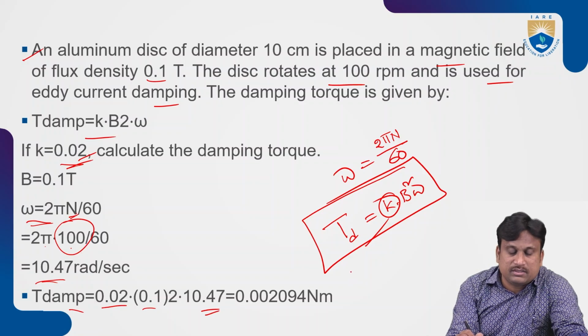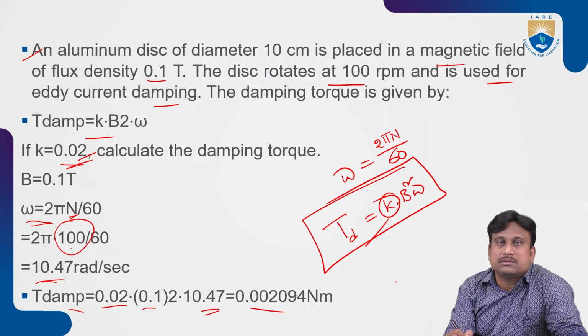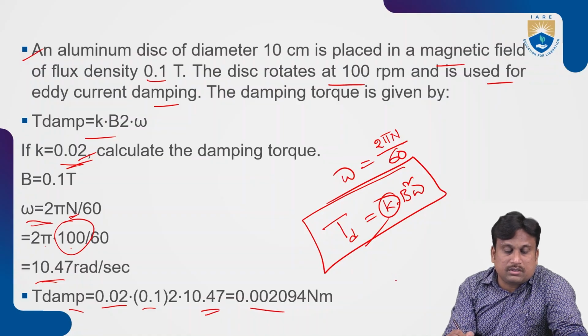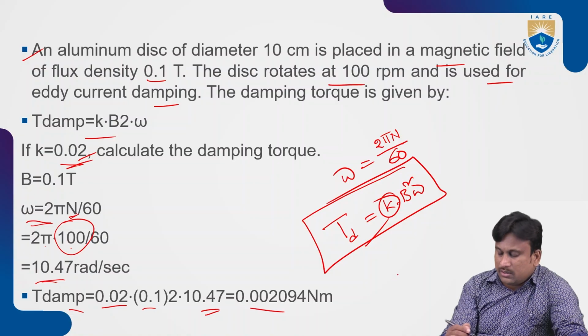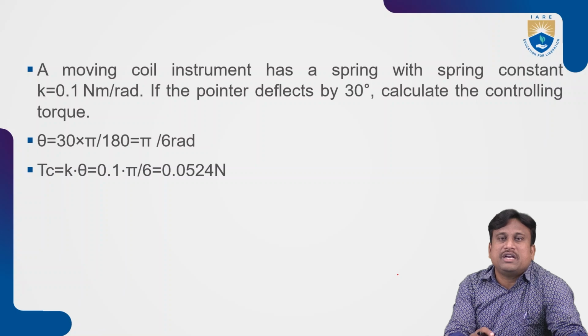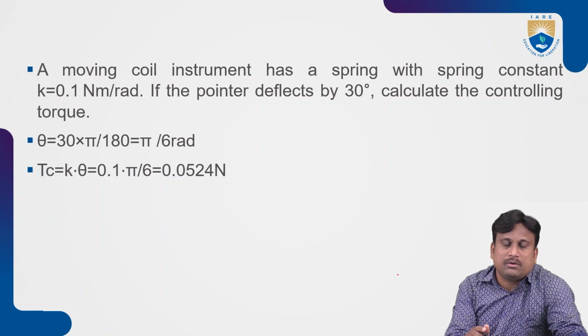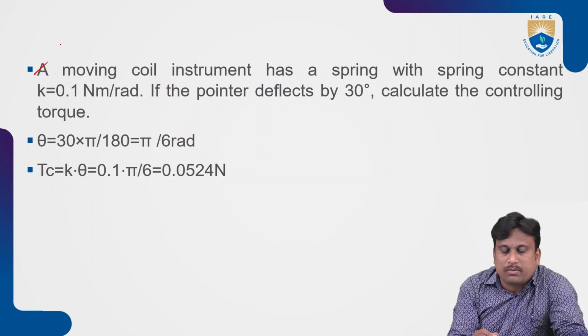So this value is about 0.00209 Newton meters. So this is the result for getting the damping torque under the relation K into B square omega. The purpose served by the damping torque is to settle the pointer at a fixed location. We already discussed this in the previous case. Now this is one more problem.